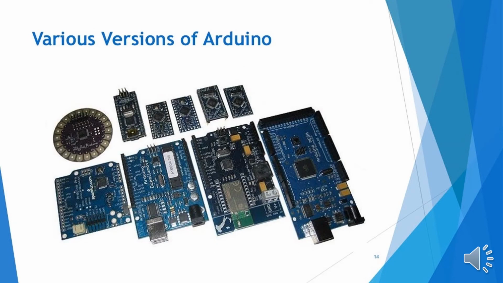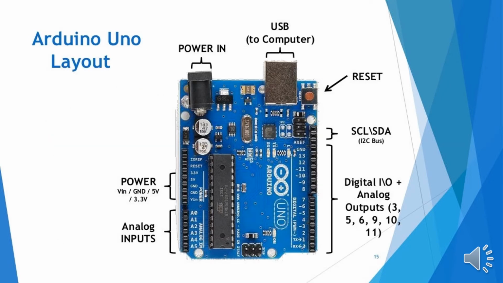You can see in the PPT there are various versions of Arduino. Each version has specific applications. Whatever application we require, we can choose the appropriate Arduino and apply it. So this is the Arduino UNO layout. This is the power button, and then the USB where you can connect this chip to the computer. Then we have a reset button, power, analog inputs as well as digital outputs. Analog and digital are terms everyone is very familiar with.